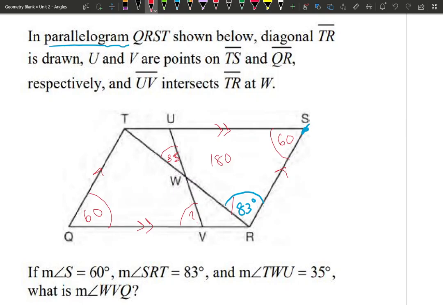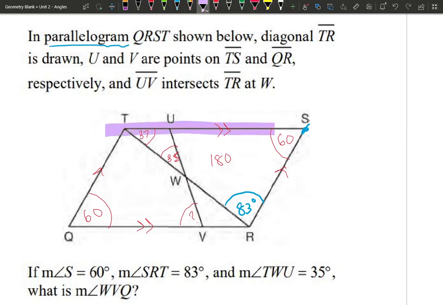So I'm going to subtract this 83, subtract this 60, and we'll end up with whatever that remains to be, because those 3 angles must add up to 180. All right, so let's do that. So on my calculator, I'm typing 180 minus 83, and then I'm going to minus 60 from that, and I remain with 37. So I know this angle over here is 37 degrees.